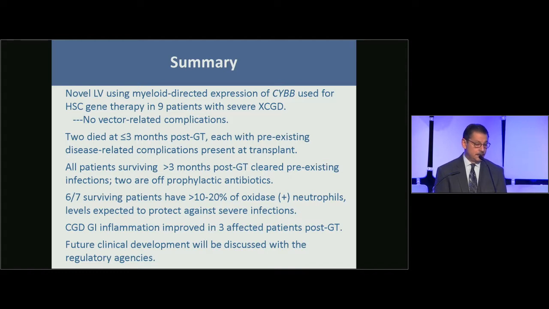And I didn't show you the data, but the GI inflammation present in 3 of the affected patients has also cleared after gene therapy. And so future clinical development will be discussed with the regulatory agencies on this work.